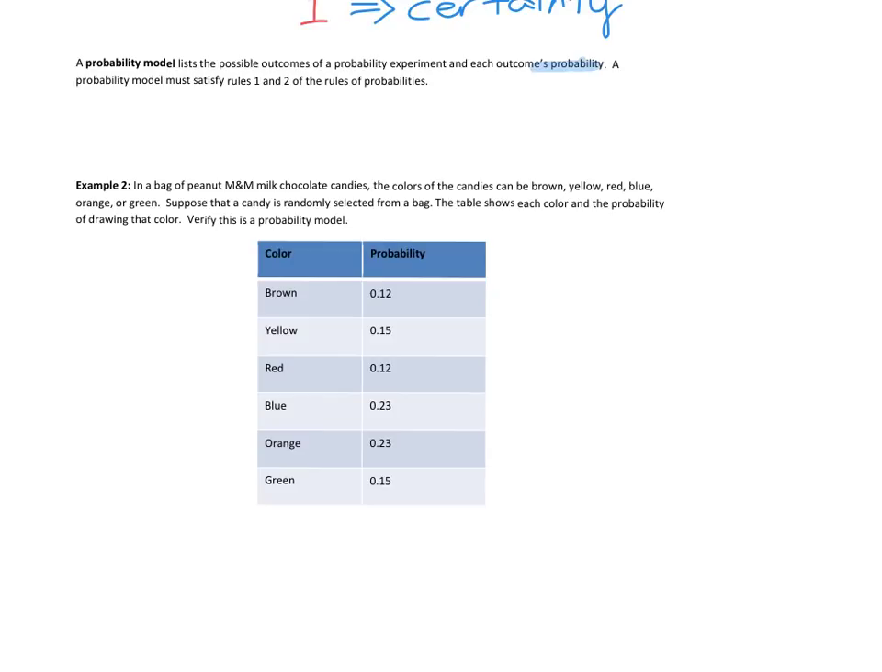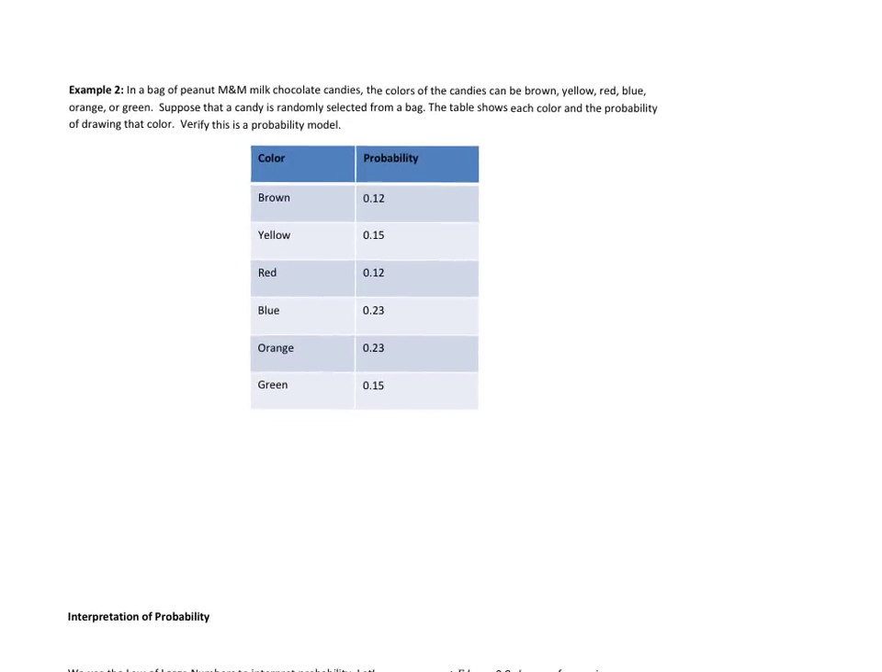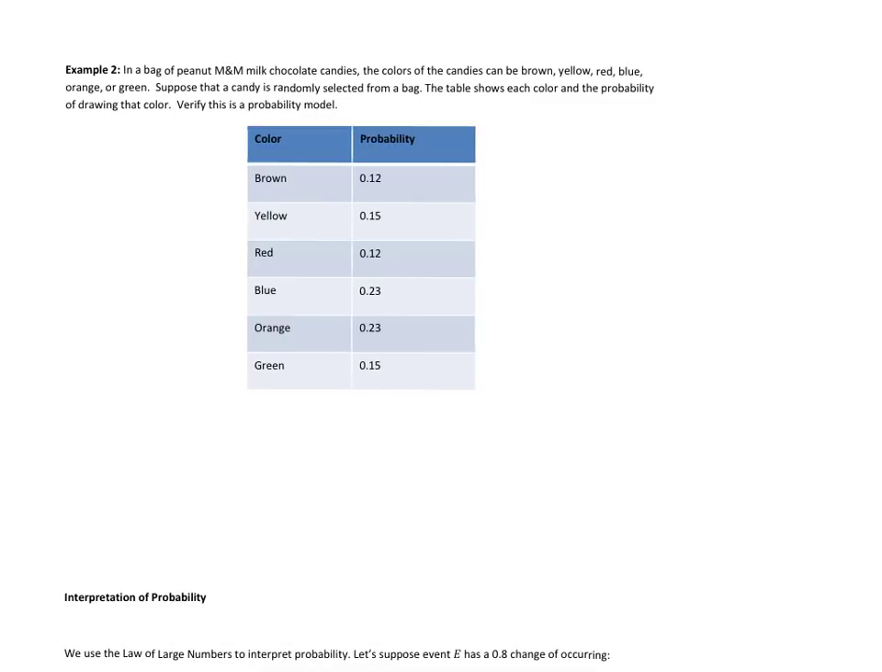So we have that in a bag of M&M milk chocolate candies, the color of the candies can be brown, yellow, red, blue, orange, or green. Suppose that a candy is randomly selected from a bag. The table shows each color and the probability of drawing that color. We're going to verify that this is a probability model.